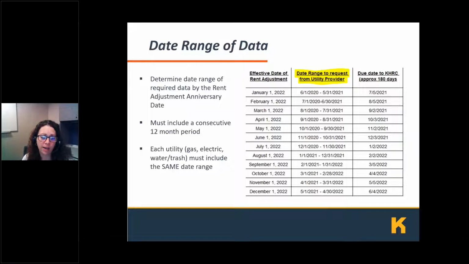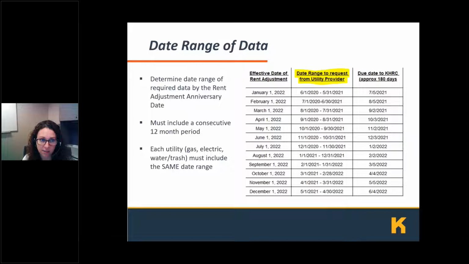You're going to want July of 2020 through June of 2021. Now, the column to the right is going to be when it's due. So the due date is going to be 180 days before your property's anniversary date.